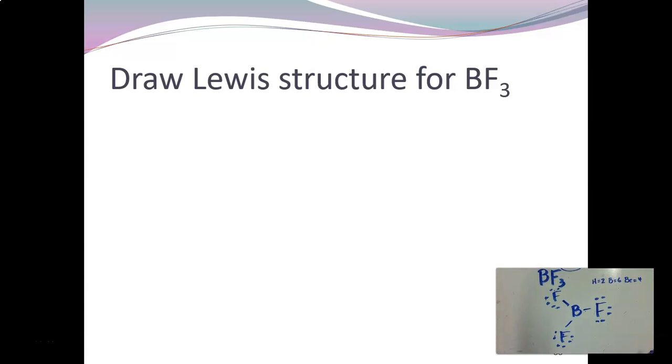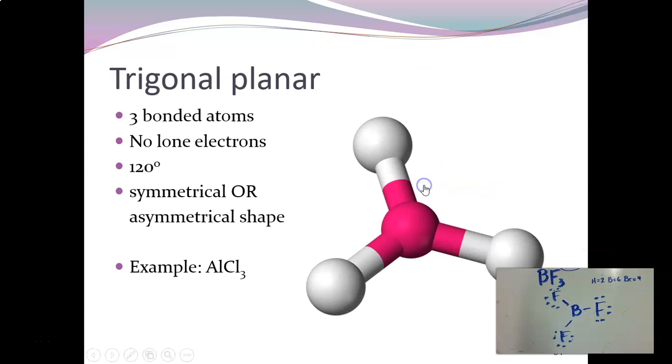Okay, this is called a trigonal planar molecule. You'll always know a trigonal planar because it will have 3 bonded atoms. 1, 2, 3 bonded atoms. No lone electrons on the center. Boron does not have any lone electrons here. None on that central atom. So 3 bonded atoms right there.